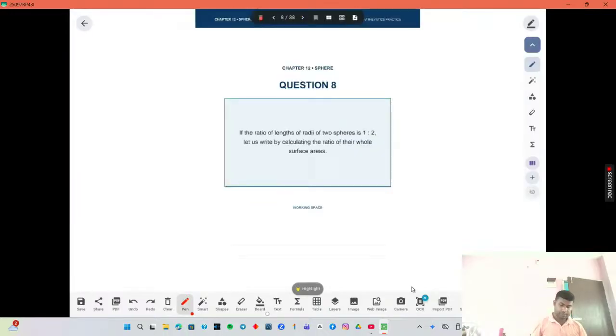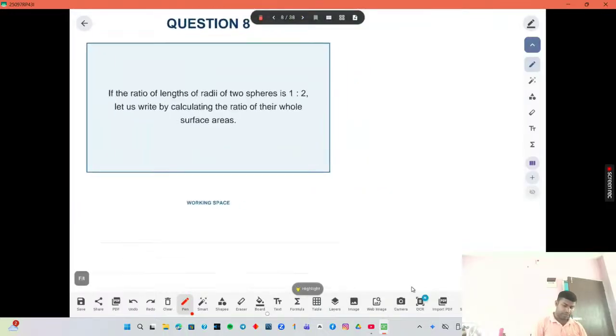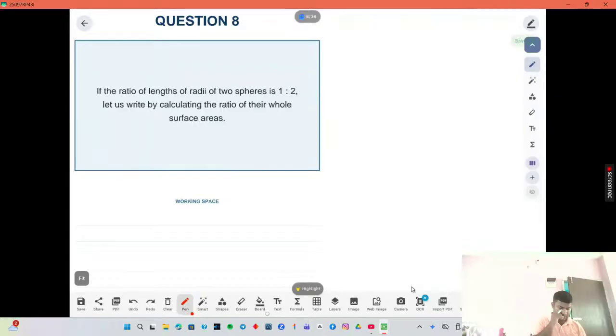In the next question, it is given that if the ratio of the lengths of the radii of two spheres is 1 is to 2, let us calculate the ratio of their whole surface areas. Now here the ratio of the radii of the two spheres is given.